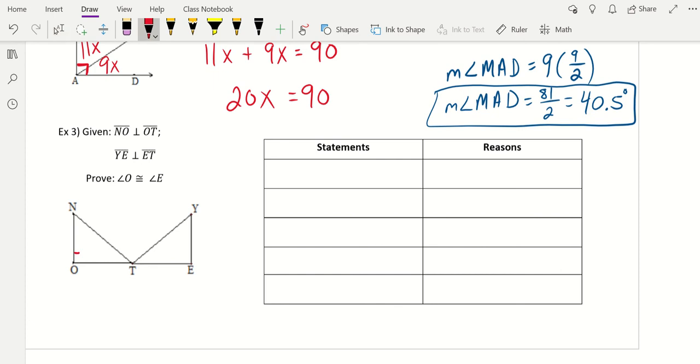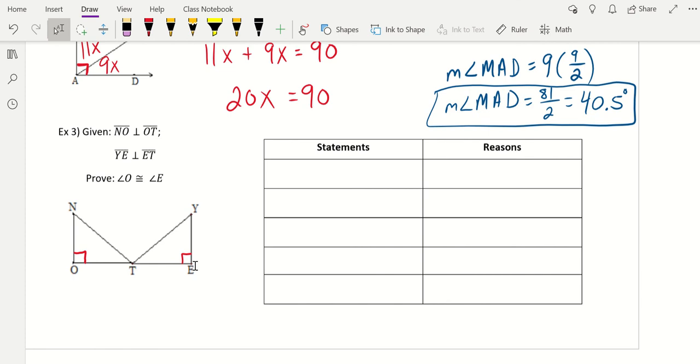So here we are given that NO is perpendicular to OT. So let's draw in the right angle symbol there at angle O. We're also told that YE is perpendicular to ET. So let's draw in that right angle as well. What are we trying to show? We're trying to prove that angle O is congruent to angle E. And you're probably looking at that saying, well, of course, angle O is congruent to angle E. They're both 90 degrees. They're both right angles, and you are correct.